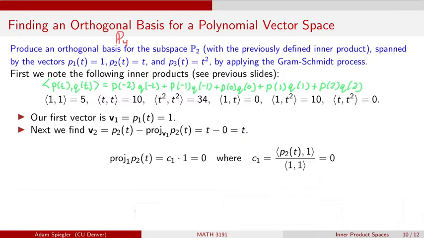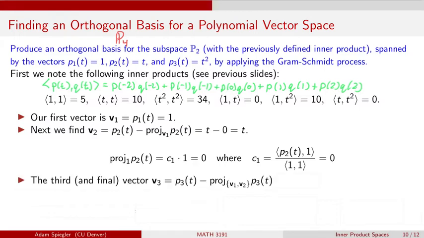We probably could have just decided that from the get-go by noting that the second element was already orthogonal to 1, but here's the process that we would go through in Gram-Schmidt. And then for the third vector, we do something very similar for V3, and that is we find the component of V3 which is orthogonal to the space spanned by the previous vectors in our orthogonal basis.